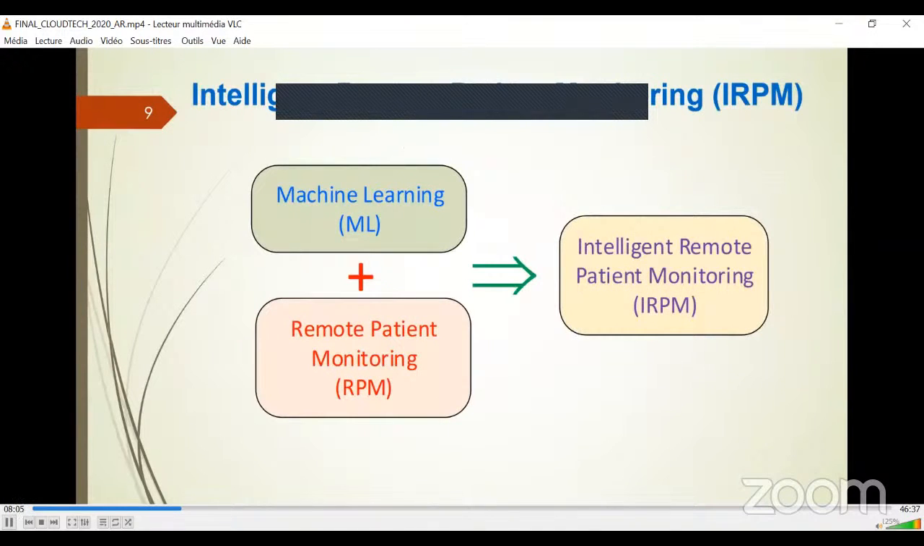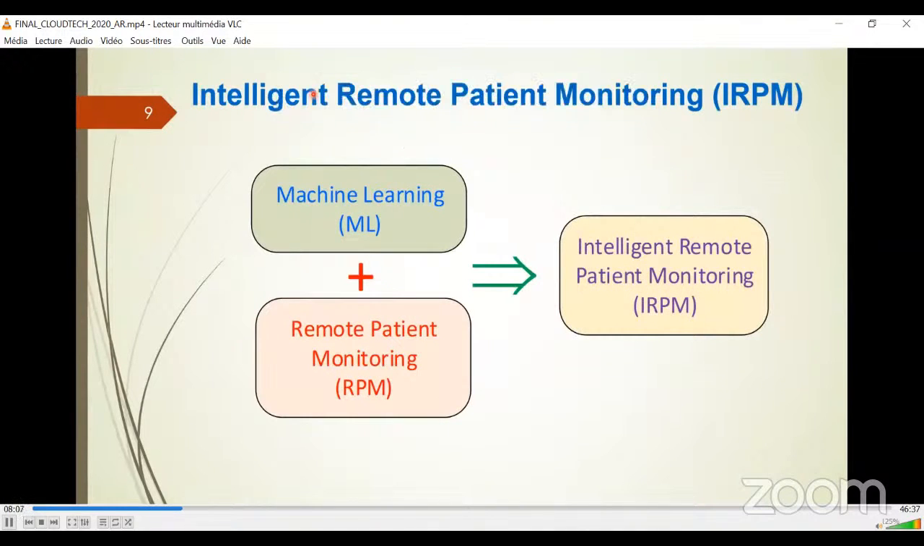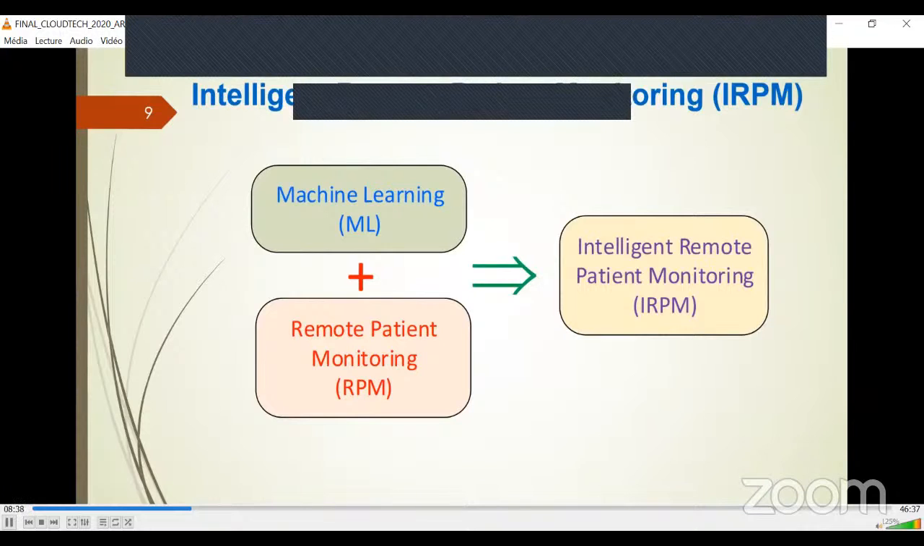So for this, we thought about combining two powerful things. Machine learning, with all the predictive power of machine learning techniques, and traditional RPM, with obviously the ability to remotely have access to vital signs from patients and so on and so forth. And the result was something we called IRPM, Intelligent Remote Patient Monitoring. The word intelligent obviously comes from the use of machine learning techniques.